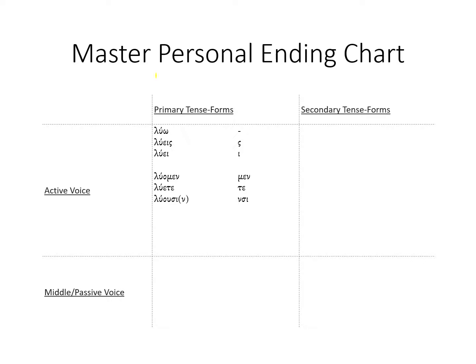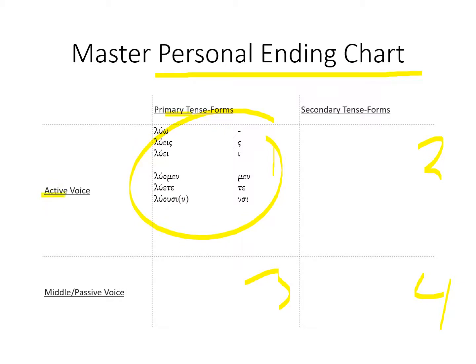Thinking about the personal ending chart, this personal ending chart has 4 quadrants. Here's 1, 2, 3, 4. We are just thinking about the primary active so far. We will see that the tense stems fit into either primary or secondary quadrants here, and the secondary are those that are past time. So it's here that we'll have our aorist and imperfect tense stems. So I'll just put A and I.